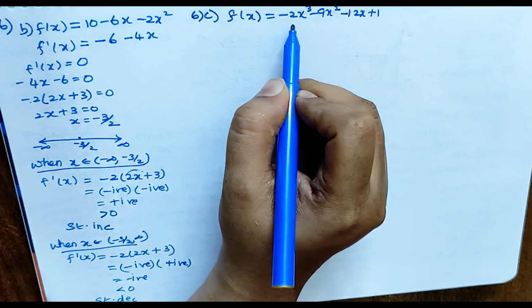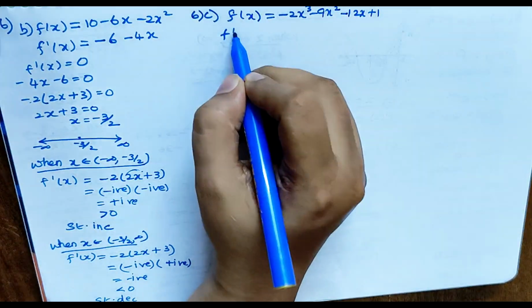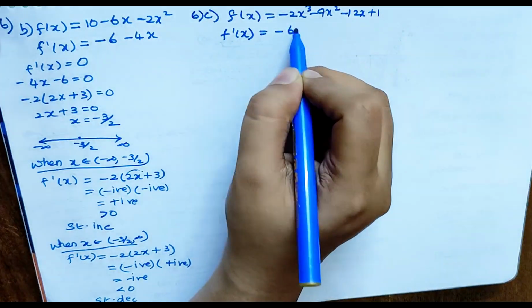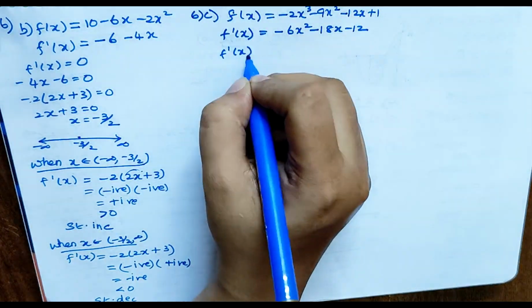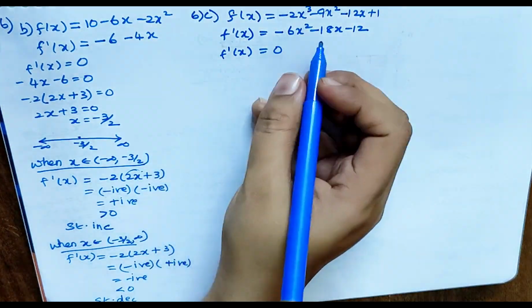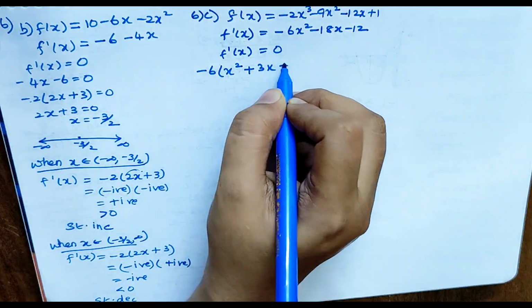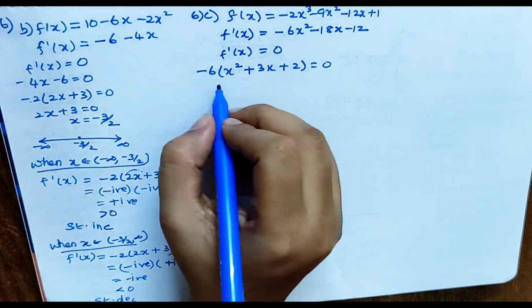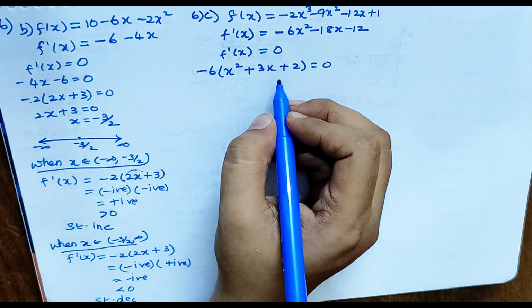Subdivision C, f of x is minus 2x cube minus 9x square minus 12x plus 1. When we differentiate, we get minus 6x square minus 18x minus 12. To find the x value, we equate to 0. That is, I am taking minus 6 as common, so it will be x square plus 3x plus 2 equal to 0. Taking this minus 6 to the right side, it will be 0.